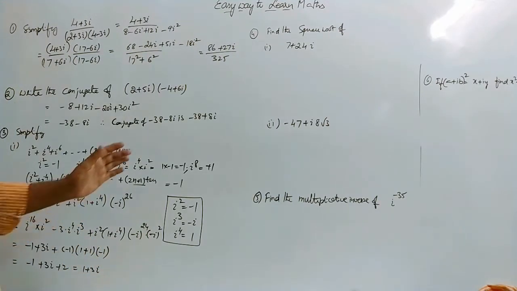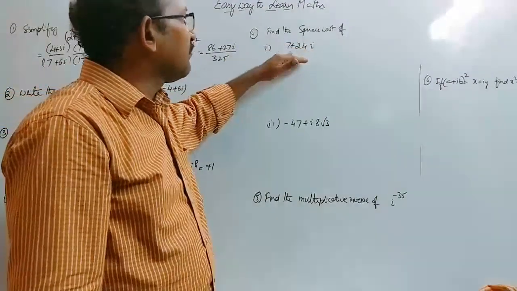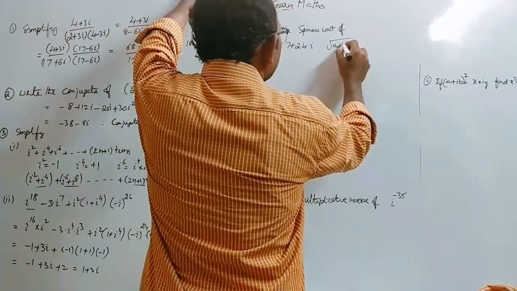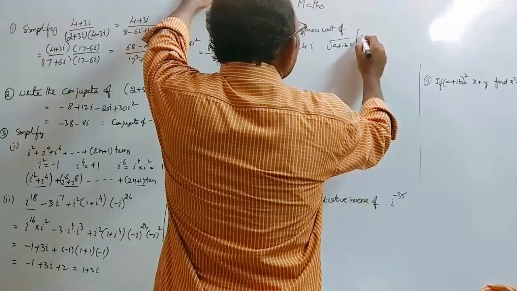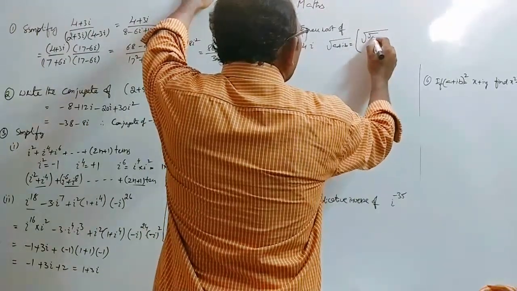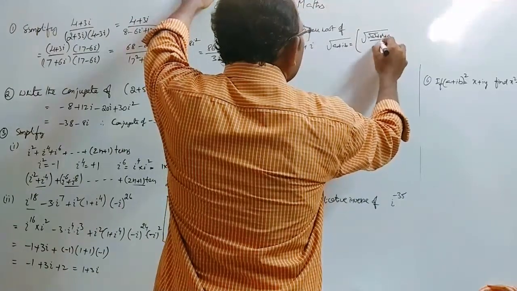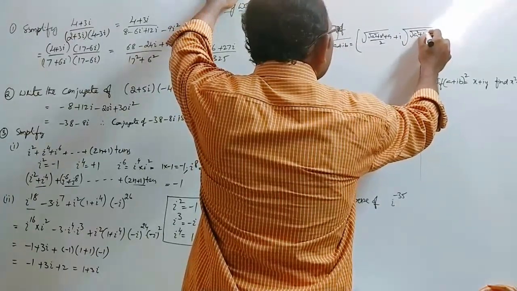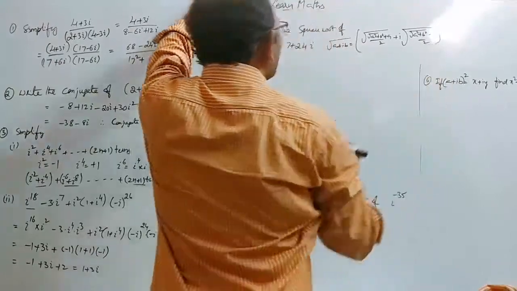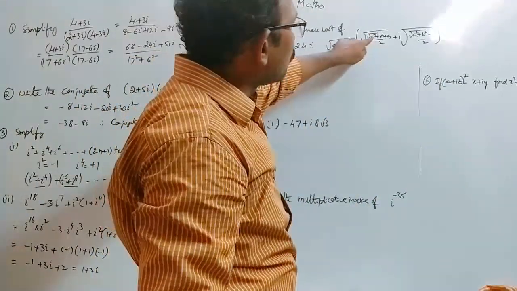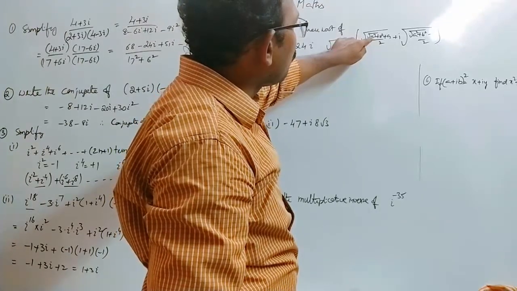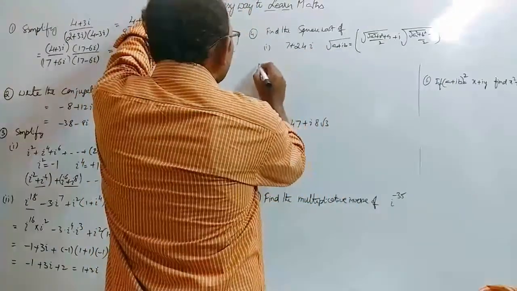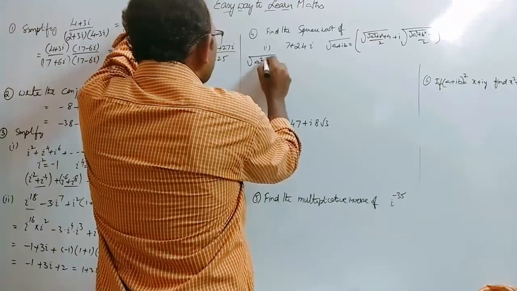And again, let us come to this problem. Find the square root of 7 plus 24i. What is the formula for the square root of a plus ib? It is equal to the square root of (square root of a squared plus b squared, plus a) by 2, plus i into the square root of (square root of a squared plus b squared, minus a) by 2. Now first of all we have to simplify this inner root. That is, let us find the value of root of a squared plus b squared. Here a is equal to 7, b is equal to 24.